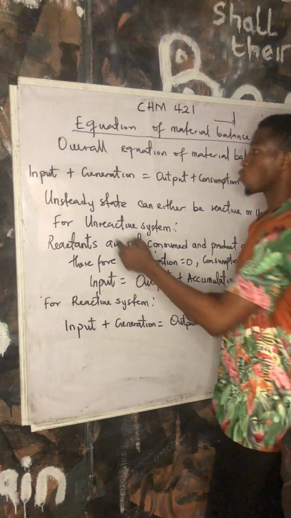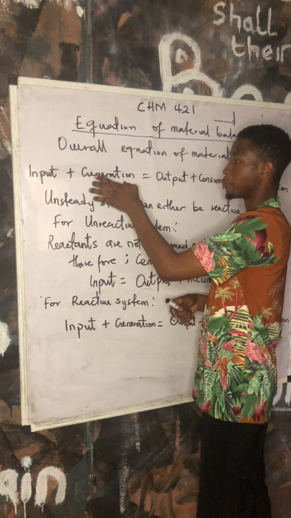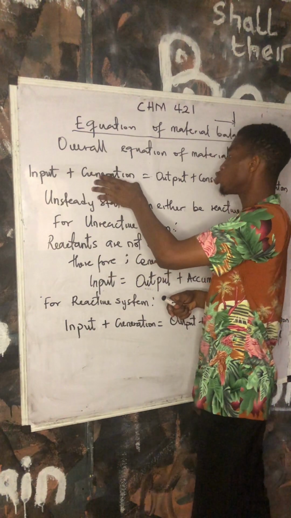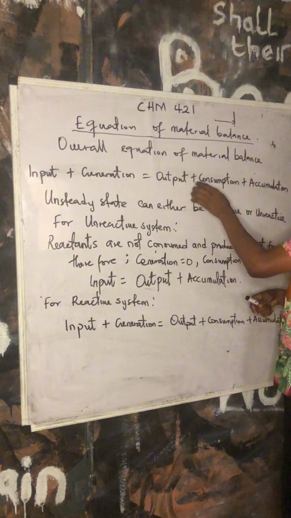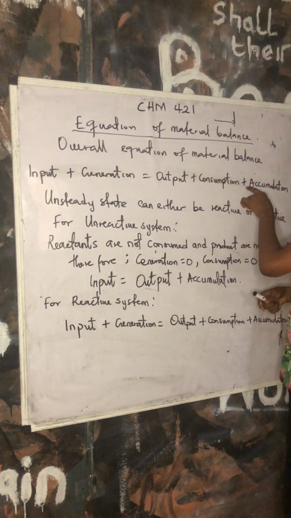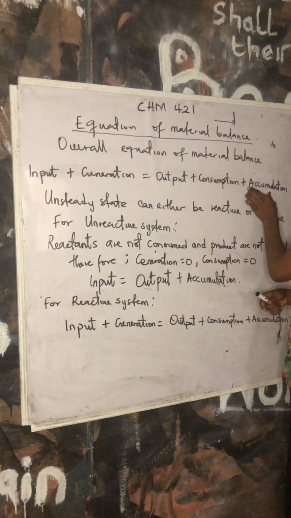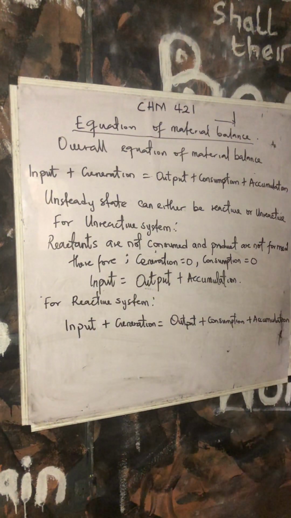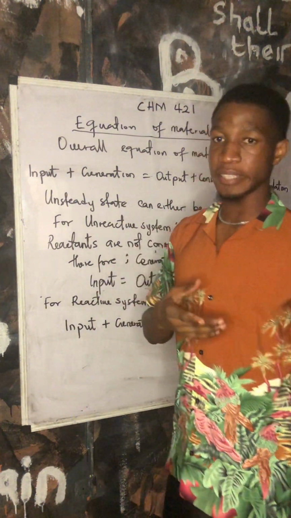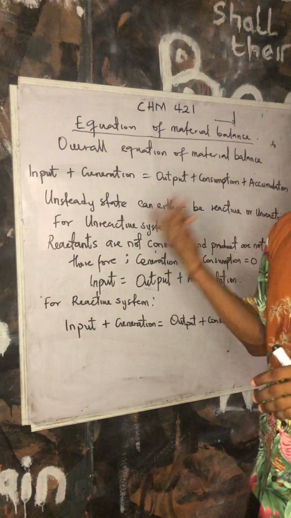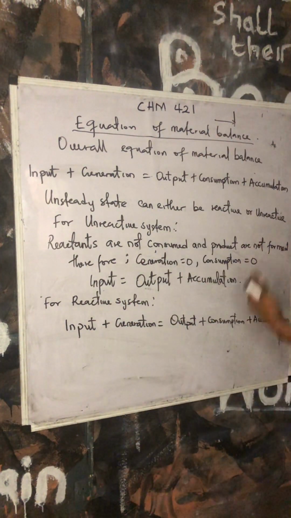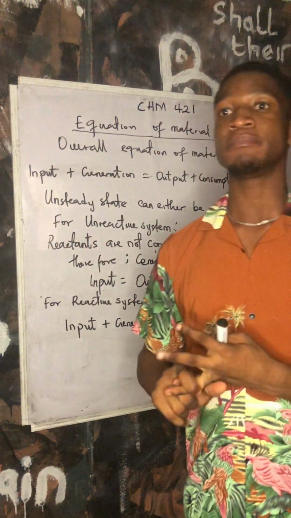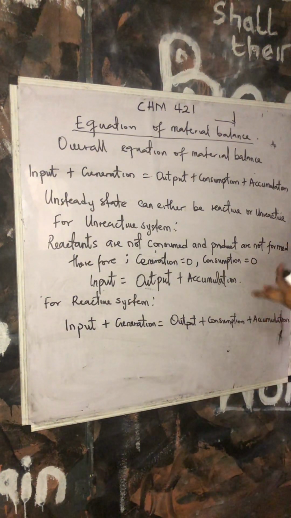What this means is that what enters and what you form, that is the material that enters the system plus what is formed, should be equal to the output plus what you used up plus the quantity that is changed into. I don't know if you get me. So that's why it's like that. So yes, now we can either have steady state or unsteady state when you are dealing with the calculation for material balance. Whether unsteady state or steady state, the system can either be reactive or unreactive.